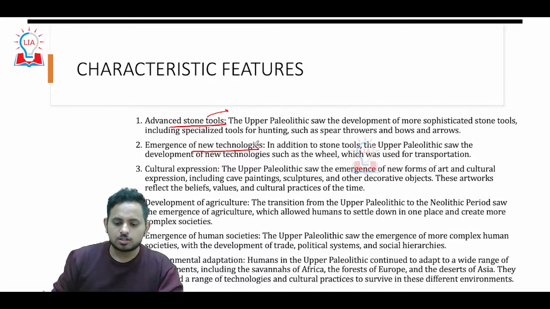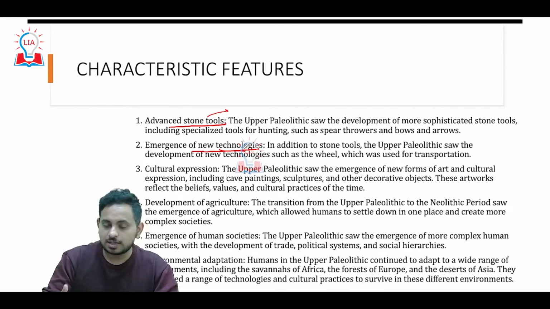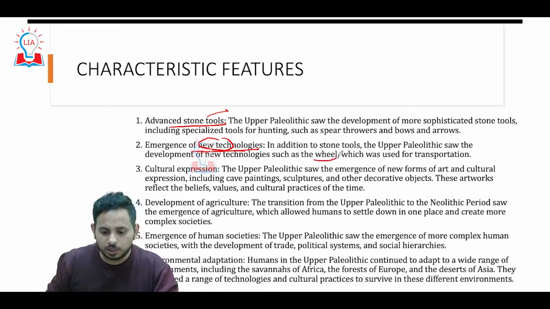Emergence of new technologies. In addition to the crude stone tools that a lower Paleolithic man was using, the upper Paleolithic man started using different kinds of tool technology, that is hand axes and cleavers, and new technologies also developed, for example, the wheel. Okay, the emergence of the wheel.